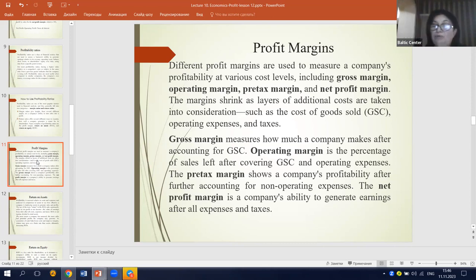The net profit margin is the company's ability to generate earnings after all expenses and taxes. So this is the difference between them, how they calculate the gross, operating, pre-tax and net profit margin.